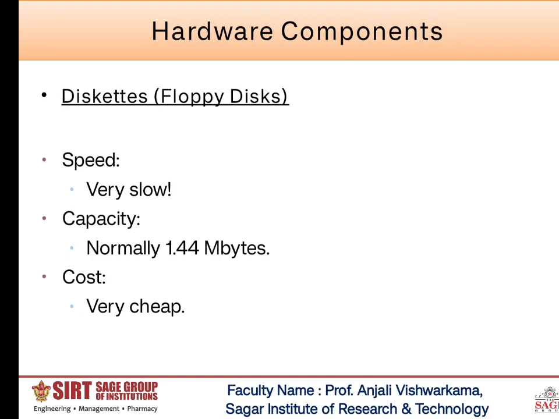Now some other hardware components are the floppy disk. This is one of the earlier floppy disks, which is used to store data, but it stores data in a very small amount. It can only store, or give only, 1.44 megabytes of memory.